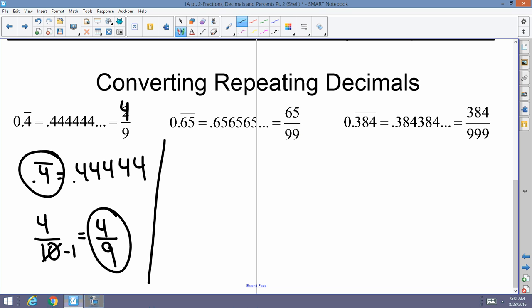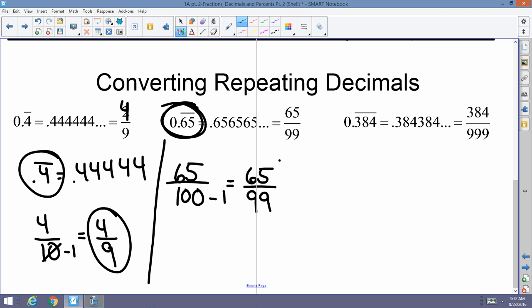0.65 repeating. If we took 0.65 repeating and just turned it into a fraction without the repeating symbol, this would be read as 65 hundredths. But since it's repeating, it never ends, so I'm going to end it by taking 1 away from the denominator. And I've got 65/99.